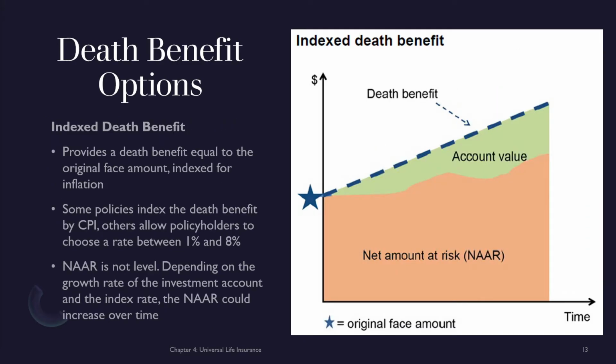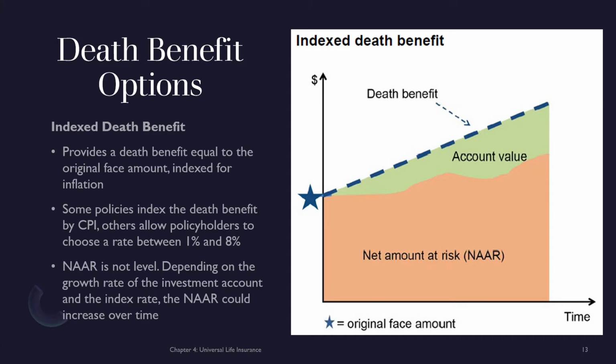The last death benefit option for UL policies is the indexed death benefit. This provides a death benefit equal to the original face amount indexed for inflation. So some policies index the death benefit by CPI, others allow policyholders to choose a rate between 1 and 8%. The net amount at risk is not level for this type of death benefit option, and depending on the growth rate of the investment account and the index rate, the net amount at risk could increase over time.